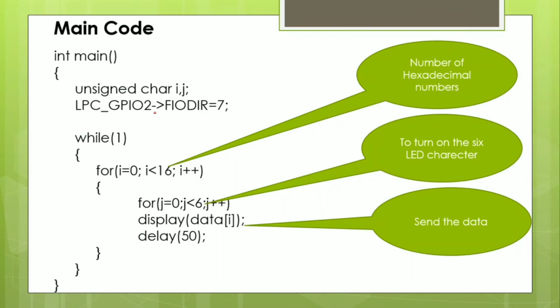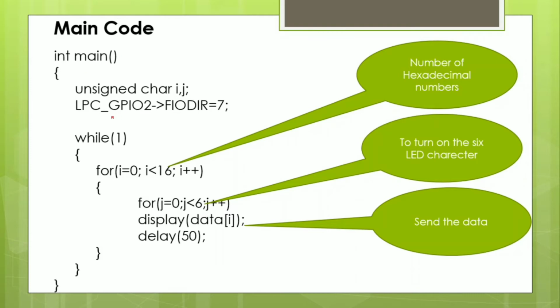In the main code, you can see that you have unsigned character i and j. What is this? These are the two loop control variables you are using here. So I want two variables to control the loop. Therefore I label them as i and j.